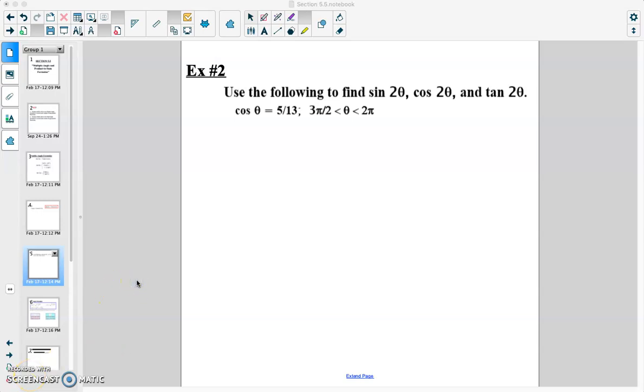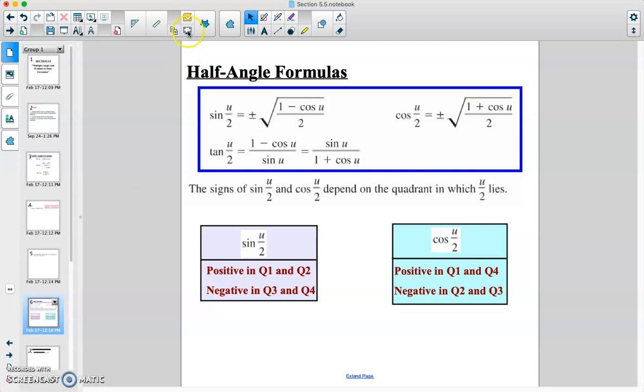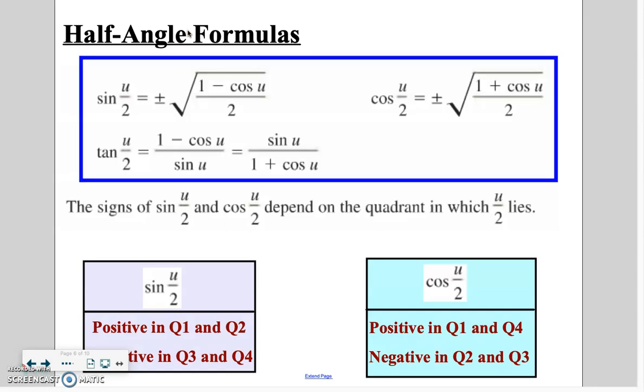All right, so guys, like I said, we'll get back to example number 2. But today we want to talk about the half-angle formulas. So, half-angle formulas, here they are in all their glory, right? These are the half-angle formulas.